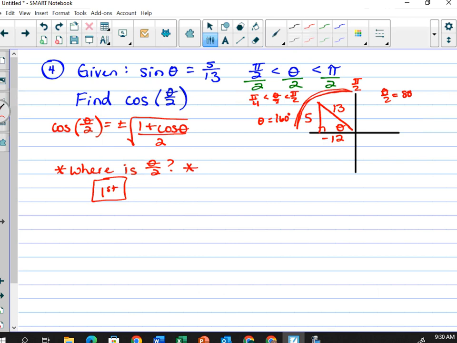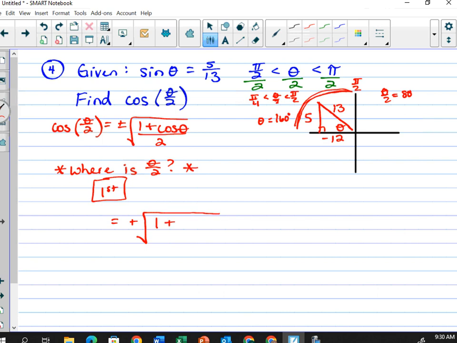Okay, the whole reason we had to figure out where theta over 2 is was to pick the plus or minus in front of our formula. So, what am I picking? Positive. If theta over 2 is in the first quadrant, I don't care if it's sine or cosine, it's going to be positive. So, plus, and then it's just a matter of using the formula.